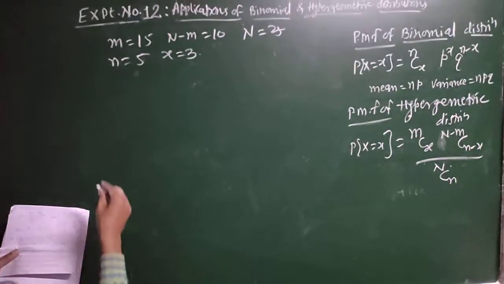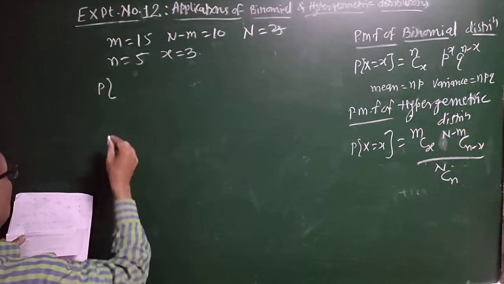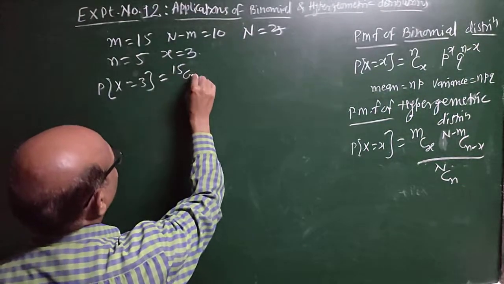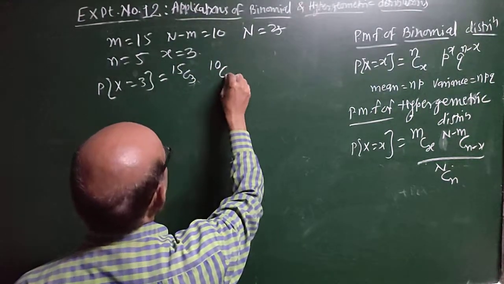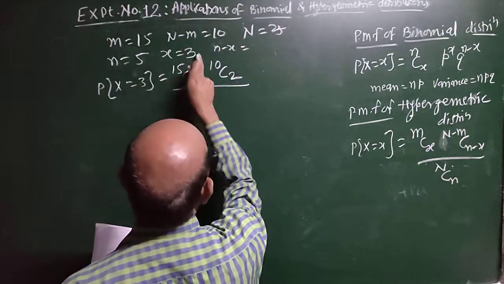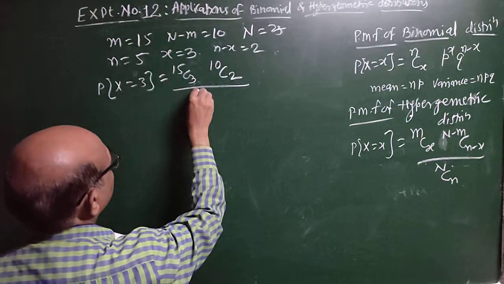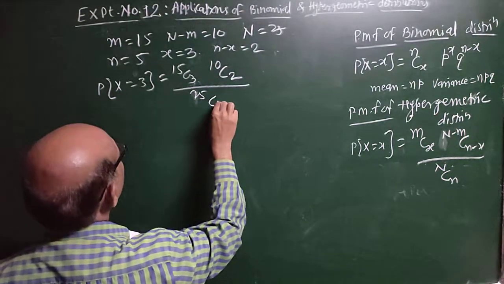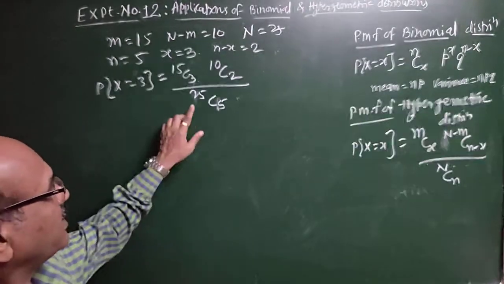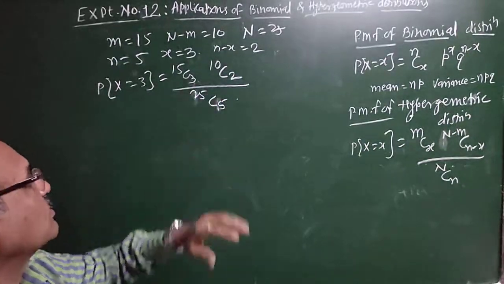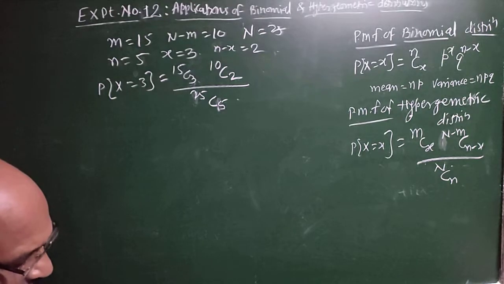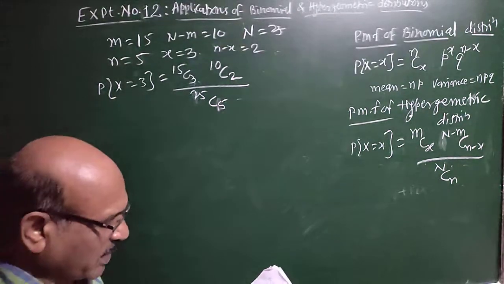So probability of x equal to 3 you have to calculate. So m is 15C3, N minus m is 10C2, because n minus x will automatically be 5 minus 3, which is 2, and NCn is 25C5. Total capital N is 25, small n is 5. So solve this one and get the answer for the first question, question number 1. Then question number 2, a club has 20 members.